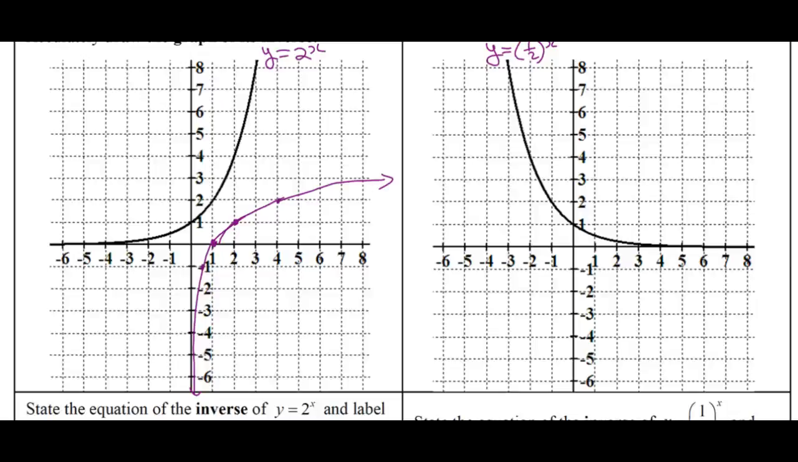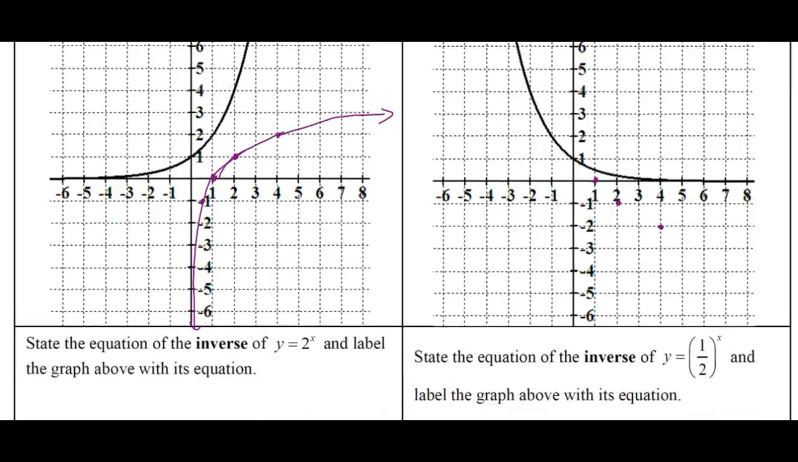So (0, 1) becomes (1, 0), right? So the (0, 1) is common. Every exponential function goes through the point (0, 1). Okay, what else do we have? We have (-1, 2). So that becomes (2, -1). We have (-2, 4), so that becomes (4, -2). And we would have (-3, 9), which would be (9, -3). So we can kind of fake that point as being about here.